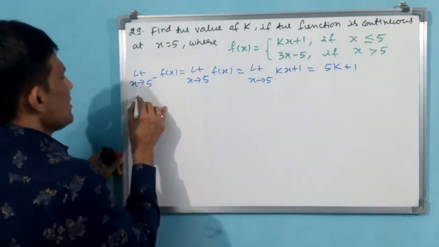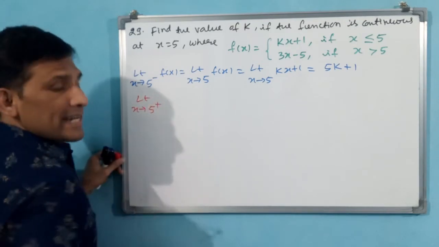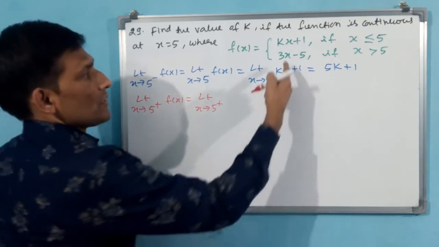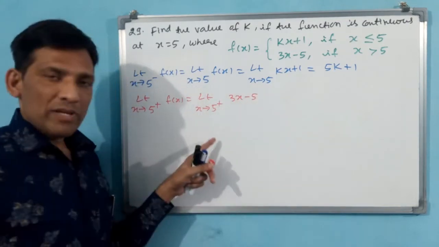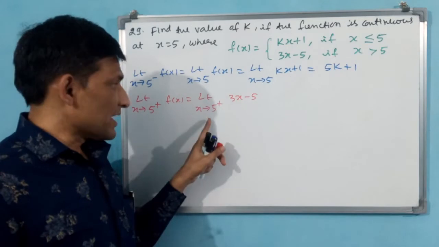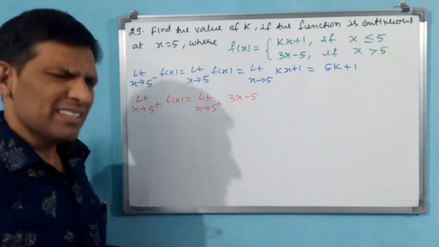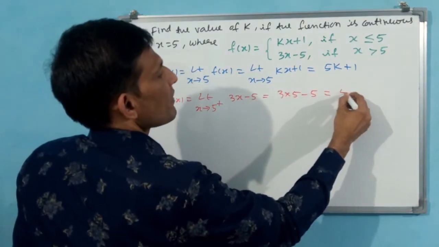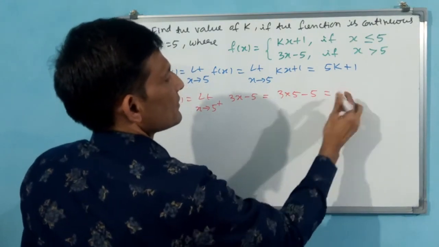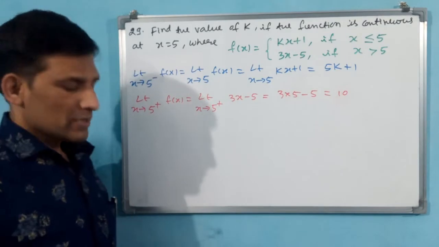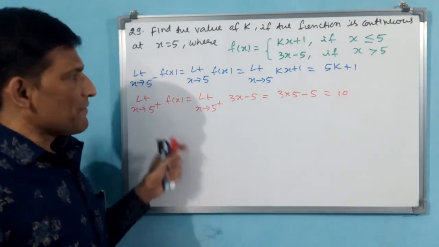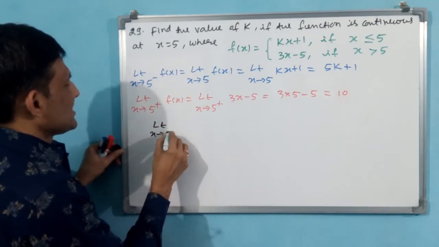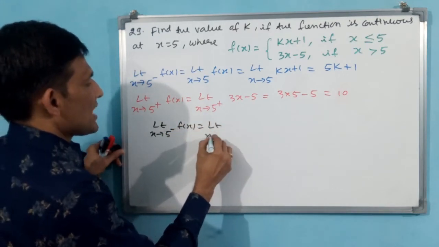Okay? Write down right hand limit. Limit x tends to 5 plus right hand limit f of x. That is equal to limit x tends to 5 plus 3x minus 5. See, 5 plus, 5 minus for choosing function. While application, 5 plus, 5 minus means you have to apply 5 only. Okay, this you know very well. Apply 3 into 5 minus 5. That is equal to 5. No, sorry, 10. Why? Because 15 minus 5, 10. Okay, now you can write left hand limit is equal to right hand limit. Okay, because this is left hand limit also, na?